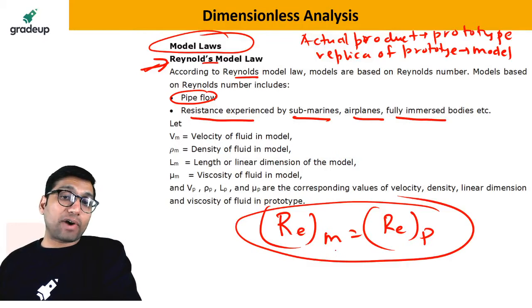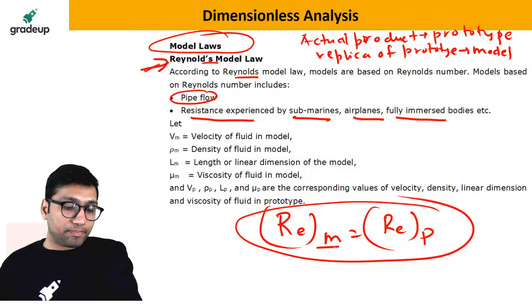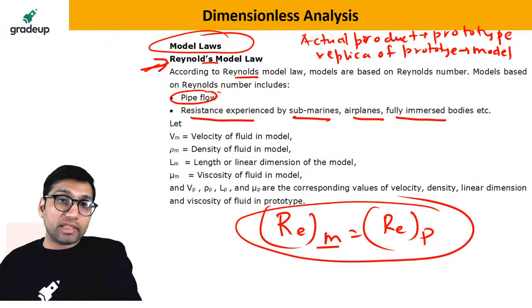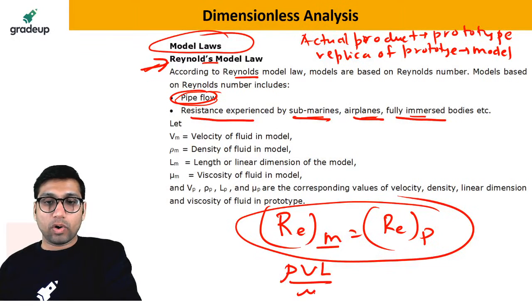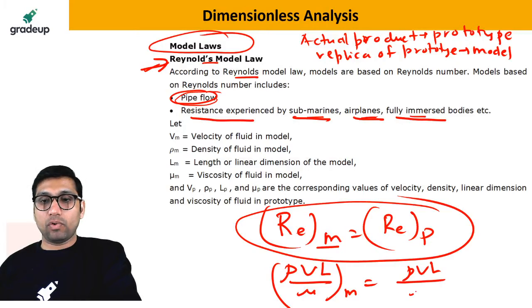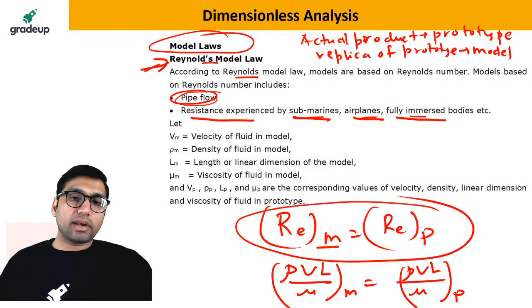So suppose we have to find the relation between model and prototype, and that too for the flow in the pipe and flow in the submarine, aeroplane, fully immersed bodies. In those applications, we can simply say that Reynolds number, which is rho VL by mu of model, will be equal to rho VL by mu of prototype. What is the advantage of finding this relation?